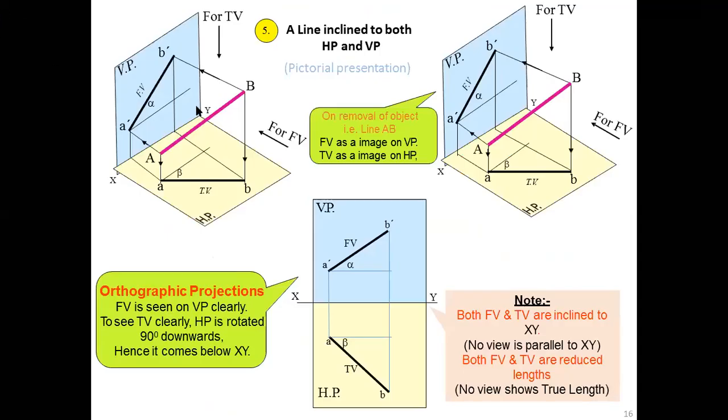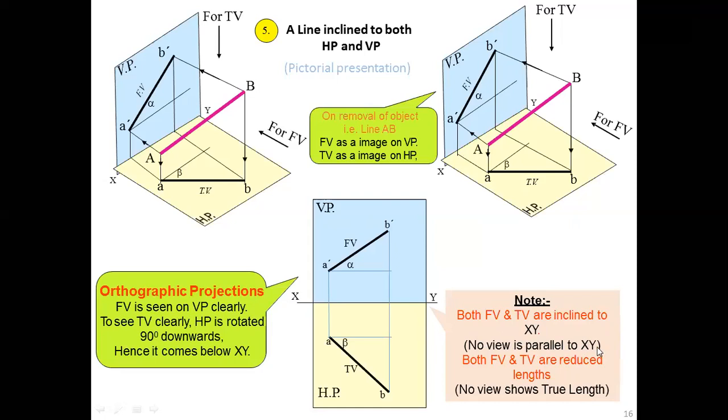See here. If it is true length for VP, then for HP it will be apparent length. If it is true length for HP, then for VP it will be apparent length. Condition number 5 is a combination of 3 and 4. Both front view and top view are inclined to the XY line. No view is parallel to XY.